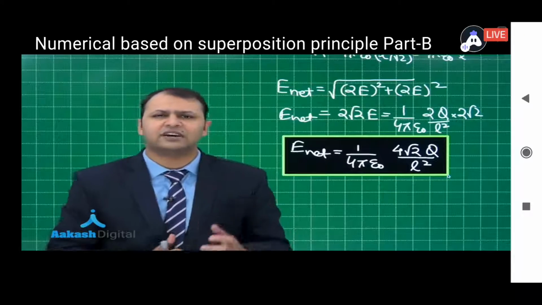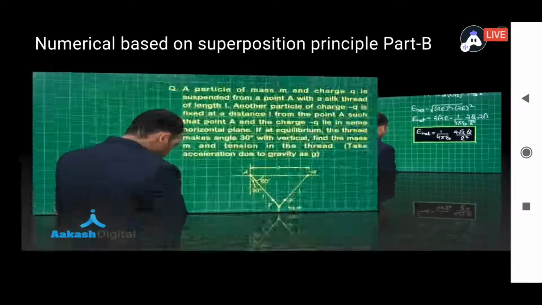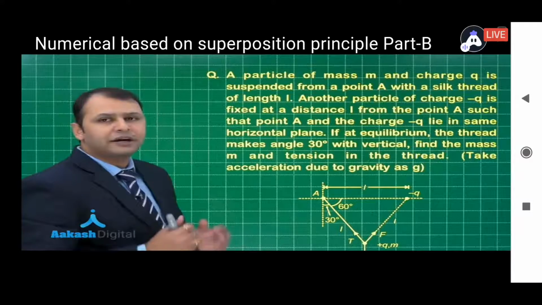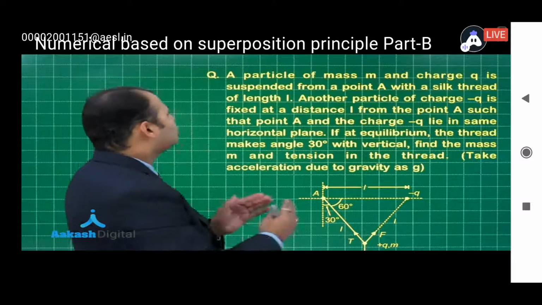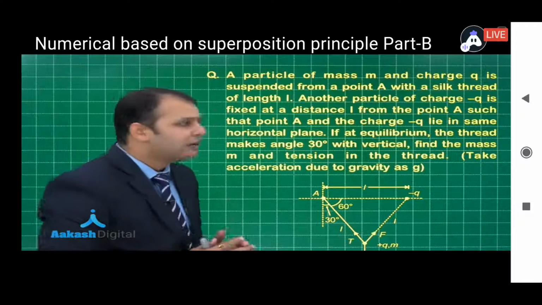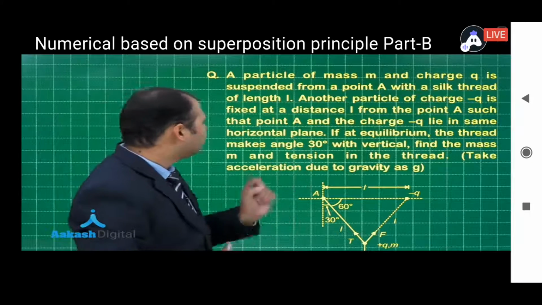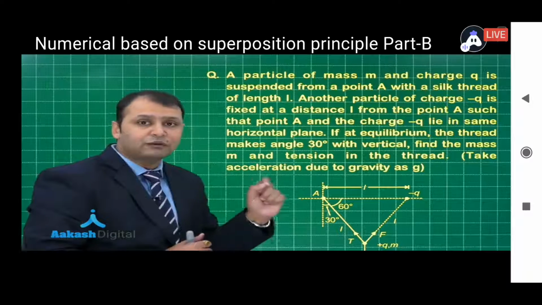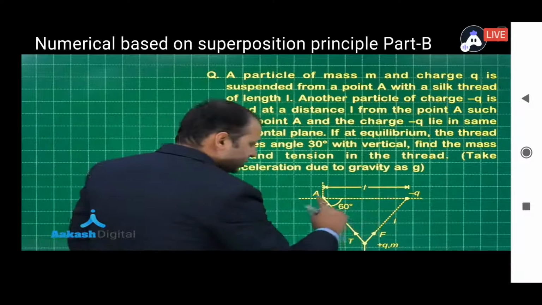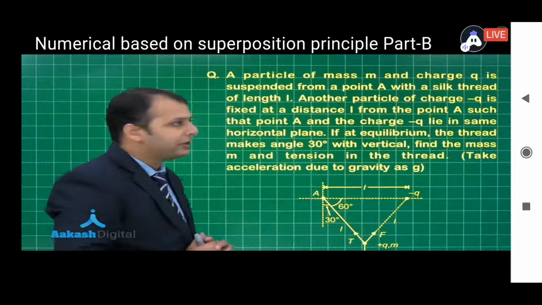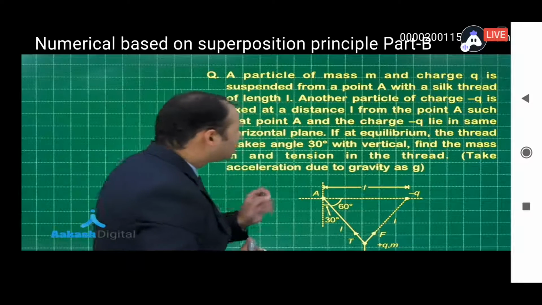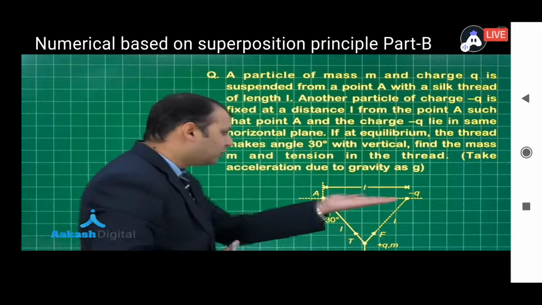Now let's try an advanced level question. So in this question you see a particle of mass m and charge q is suspended from point A with silk thread of length L. Another particle of charge minus q is fixed at a distance L from point A. You can see this is minus q, it is fixed at a distance L from point A.